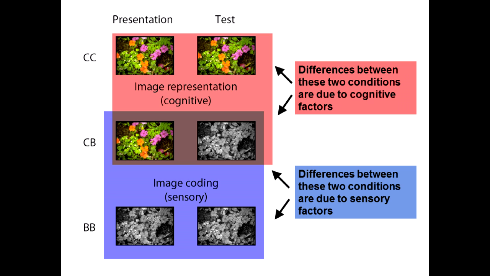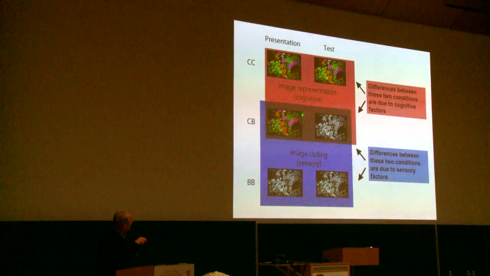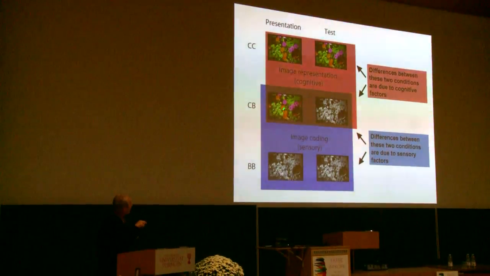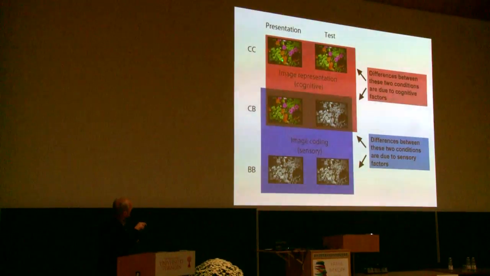Now, why does this new condition help us to gain further information about the processing of color for recognition and memory? Well, you can see that any difference between these two conditions couldn't be due to the initial processing of the test image. It must have to do with the testing phase. That is, it could not be due to sensory factors, but it must be due to cognitive factors.